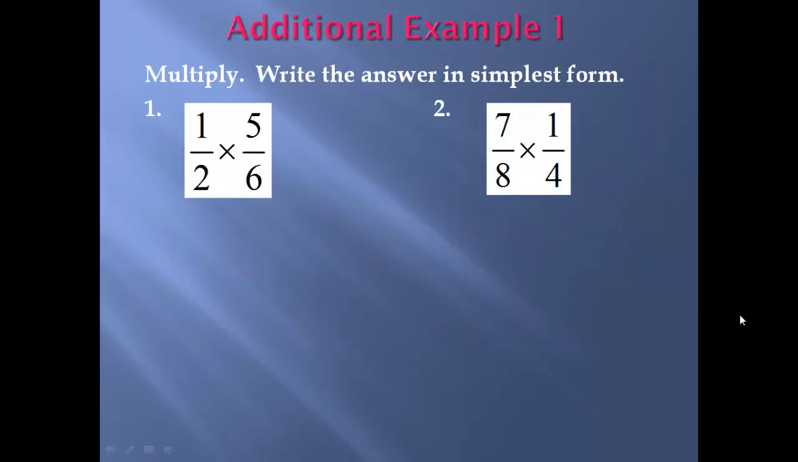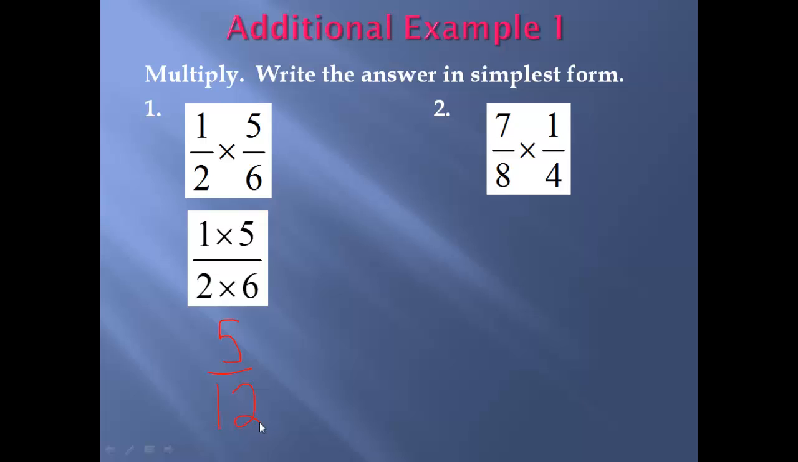Now we have a couple of additional examples. You can pause the video and try them on your own, or you can follow along. We want to multiply, and then we want to write our answer in simplest form. For number 1, we have 1/2 times 5/6. We're going to multiply 1 times 5, and then we're going to multiply 2 times 6. 1 times 5 is 5, and 2 times 6 is 12. So our answer is going to be 5/12. 5/12 is in simplest form already.